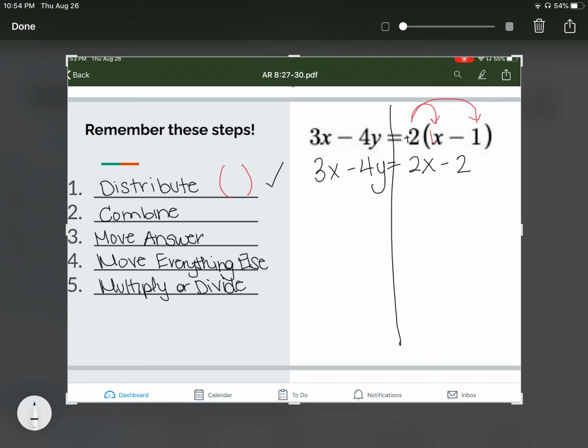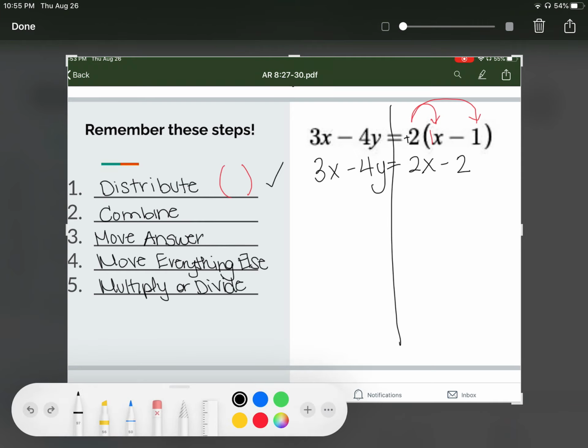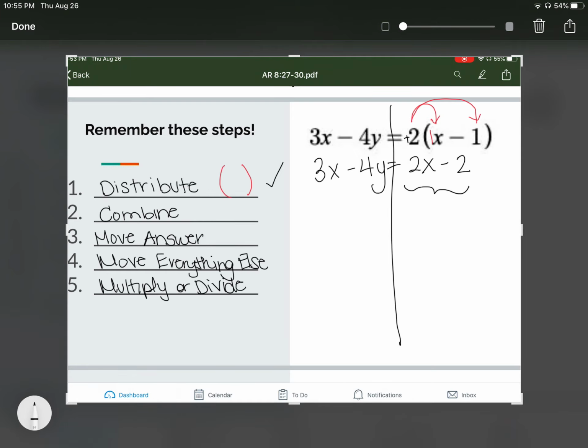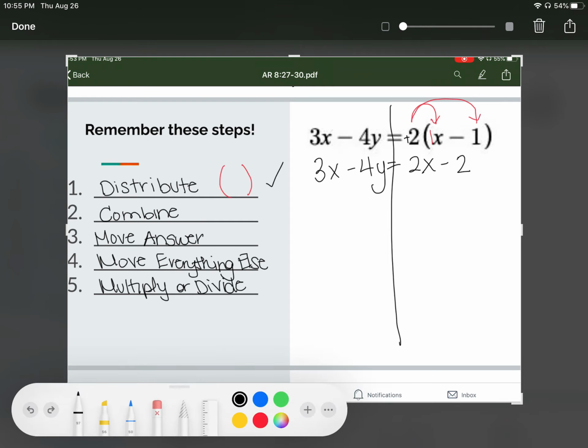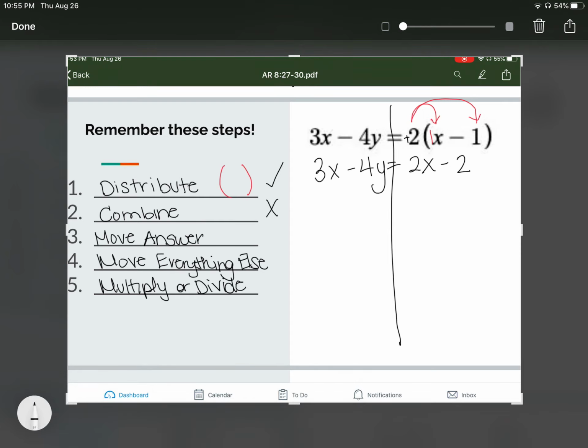Next, we're going to see if we can combine anything. So I'm going to look on the left-hand side. Can I combine those two? No. Then I'm going to look on the right-hand side. Can I combine those two? No. So even though that is our step 2, we do not have anything to combine. I'm just going to skip step 2.